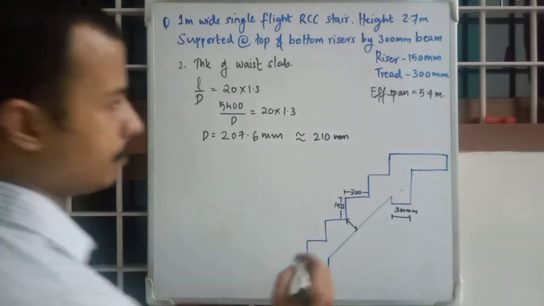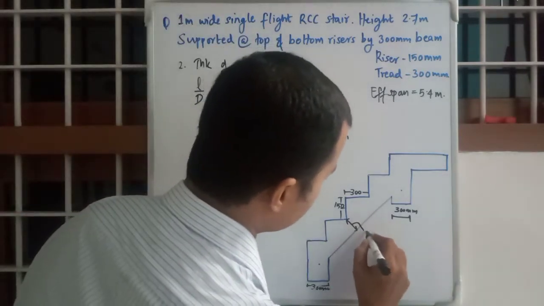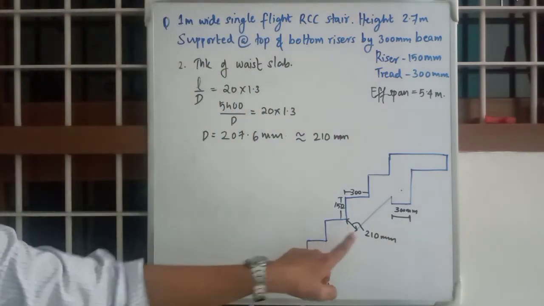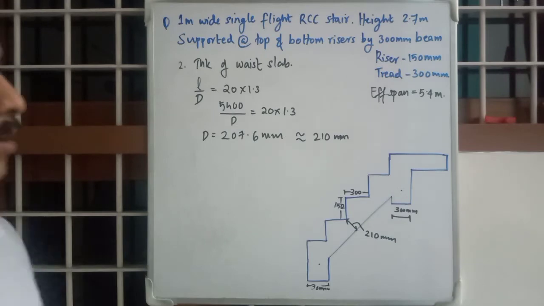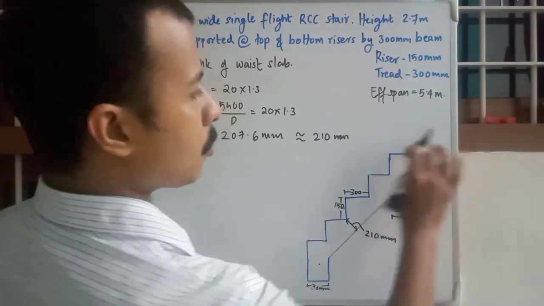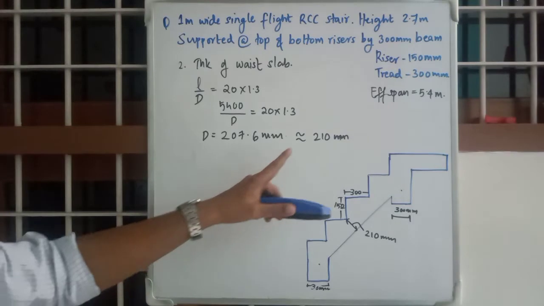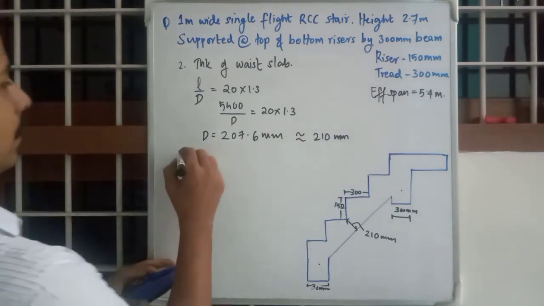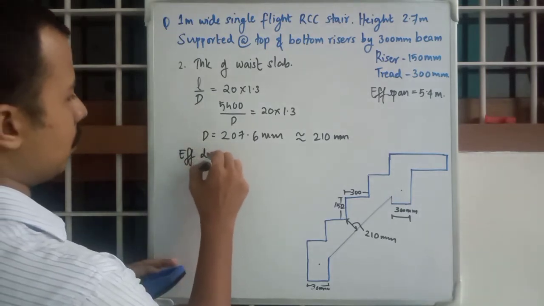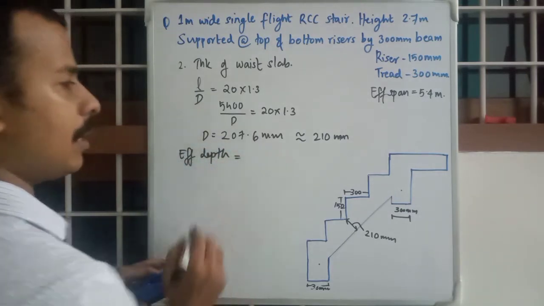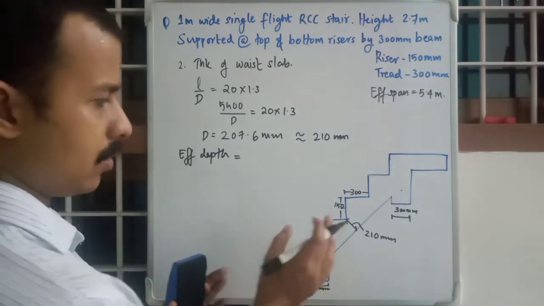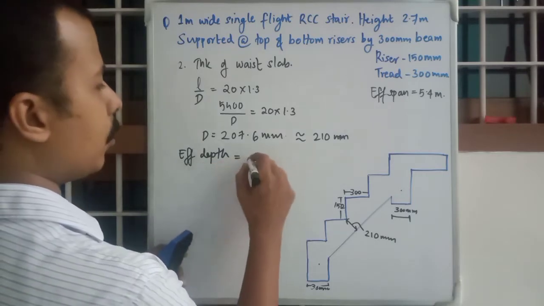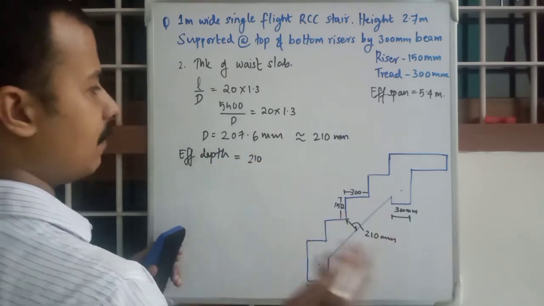So 210 mm is the calculated thickness of waist slab. Okay, so this thickness will also be 210 mm, suppose. And now we want to calculate the effective depth. As always, effective depth will be equal to, similar to slab, we are just designing a slab and that's it. Effective depth will be equal to 210.